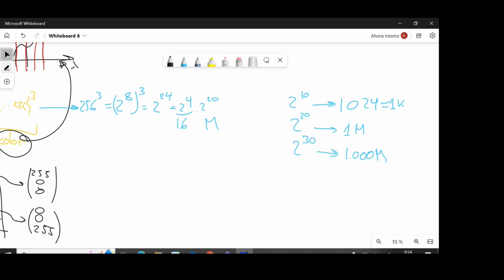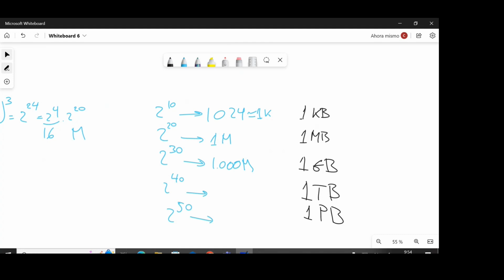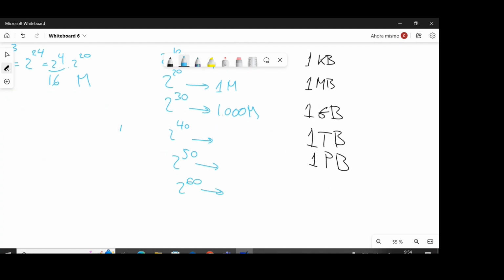And what are the names that we have for these? If these are bytes, what is the name of this? 1 kilobyte, this 1 megabyte, and this 1 gigabyte, and 2 to the 40, this is the name of that, 1 terabyte, and 2 to the 50, petabyte, 2 to the 60, exabyte. So this is 16 exabytes.